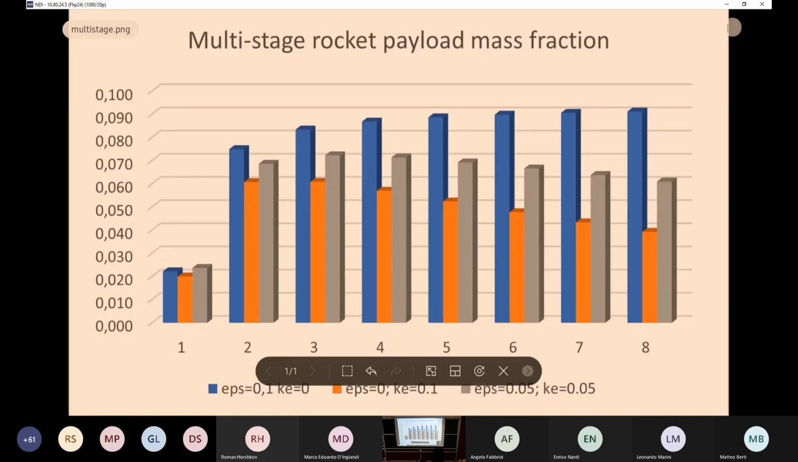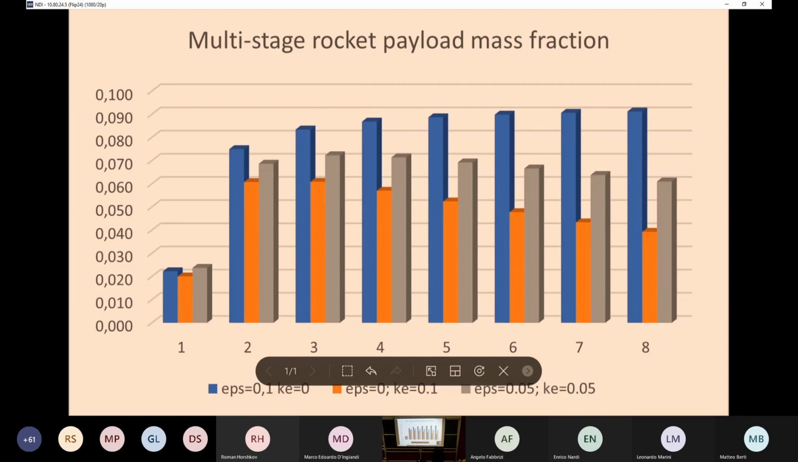So if you see this drawing, this plot is just you have different number of stages, 1, 2, 3, 4, 5, 6, 7, 8 for a multi-stage rocket payload mass fraction, and I've considered just a representative value of delta V over u_eq, and then I consider 0.05 and 0.05 in the intermediate case for epsilon_s and k_e, or 0.1 if everything is proportional to the propellant mass or to the engine.